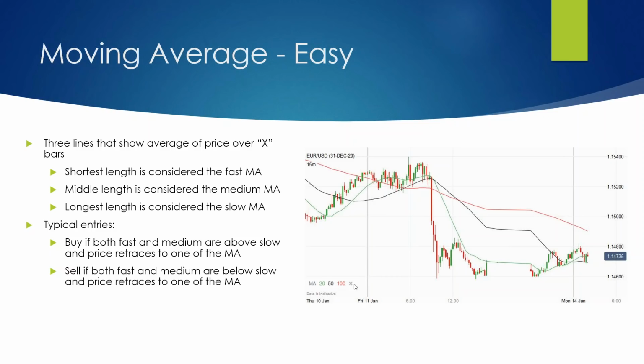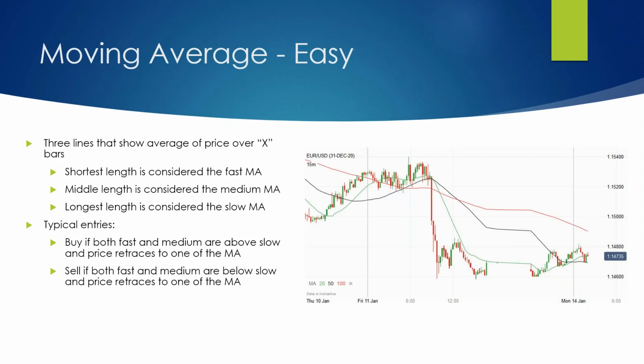Now, what would your typical entries be if you were using this type of moving average? Well, let's say the fast and the medium are below the slow moving average. That tells you you would only want to consider short positions. Or if the fast and the medium are above the slow, then you only want to consider long positions.